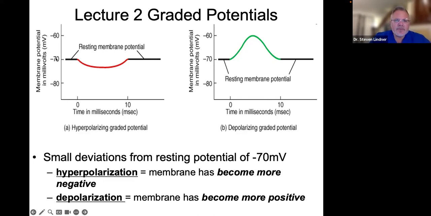So right here, if we look on the top left, we have what's called a resting membrane potential, which is minus 70. But then something happens and it becomes more negative, right? We're going from minus 70 to minus 80. Remember, when it becomes more negative, we call that hyperpolarization. It's when the membrane becomes more negative. When we're at resting membrane potential and it starts to move in a more positive direction, that's called depolarization.